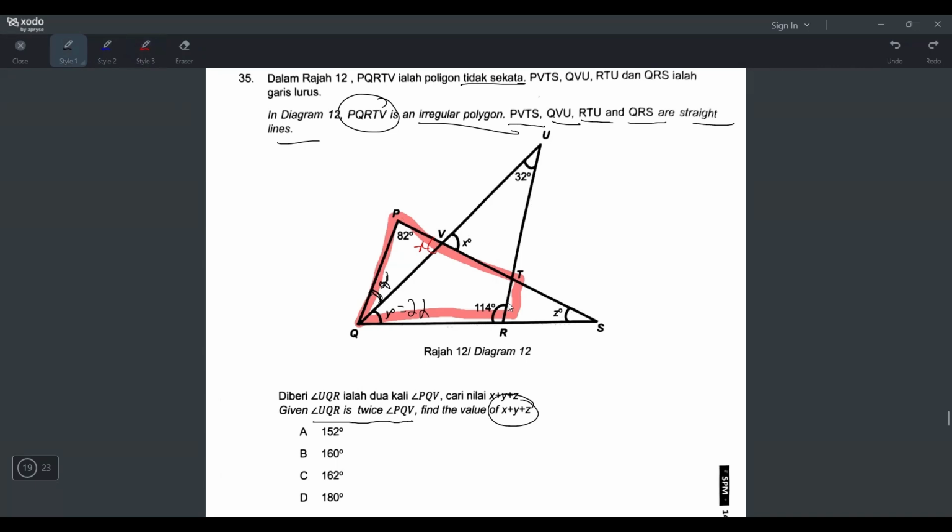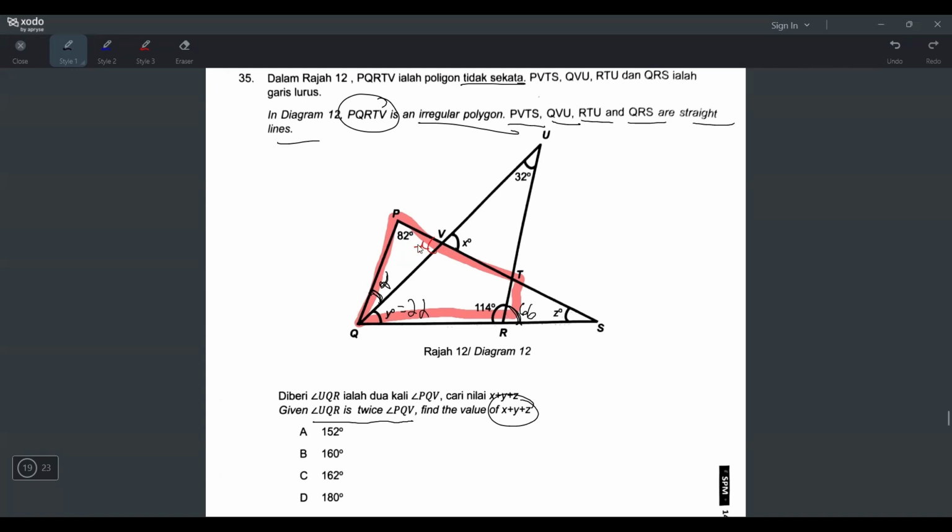And then what else? Oh, sini boleh cari tak? Boleh kan? So cari je lah. 180, because this is a straight line. So 180 minus 114. I don't even care whether the question asked me to find it or not. I just find whatever that I can find. Okay? So apa lagi yang saya boleh cari?